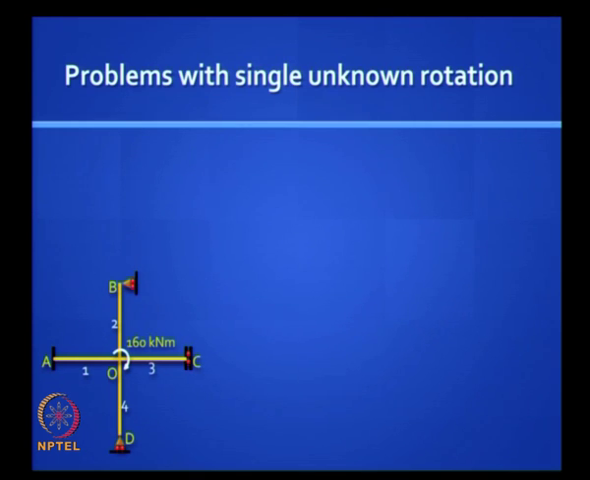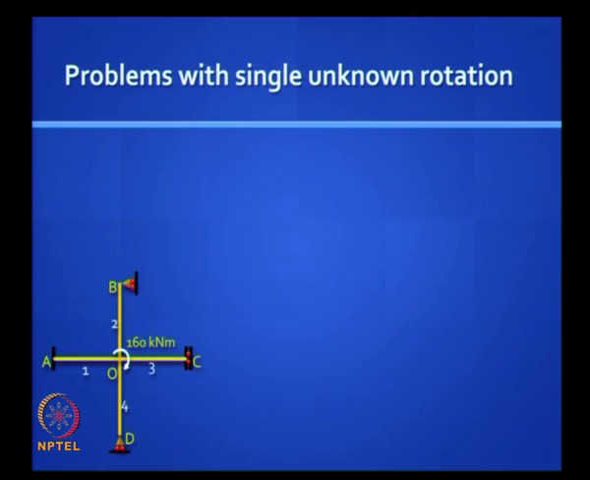So these are problems with a single unknown rotation, and many difficult problems can be reduced to this level. So how do you think that moment, 160 kilonewton meter, will be shared between elements 1, 2, 3 and 4? Which will take the largest?